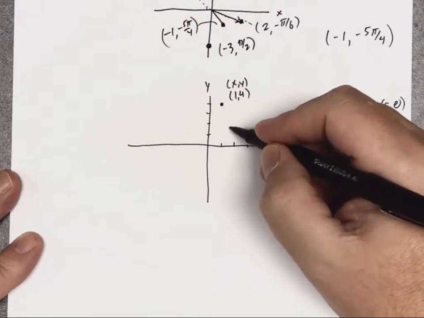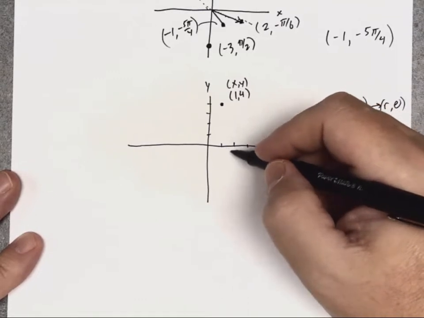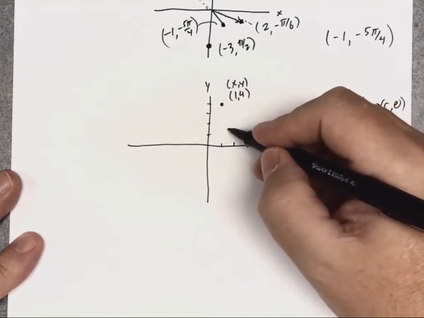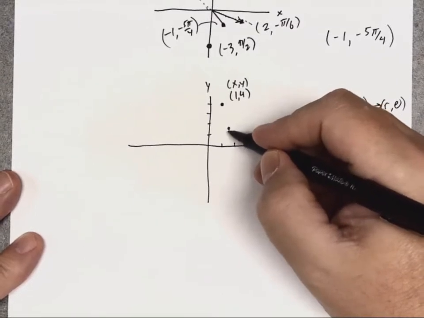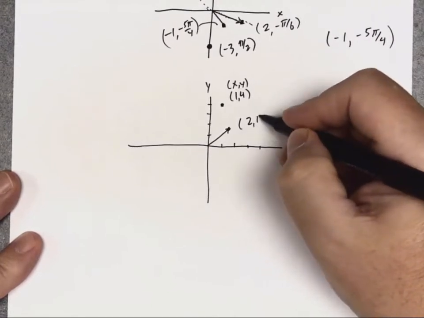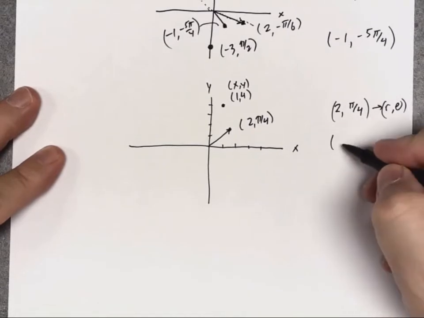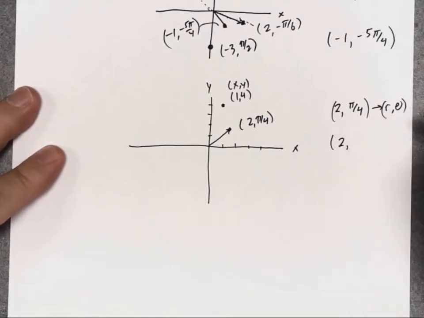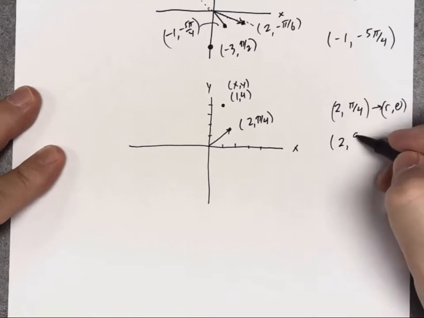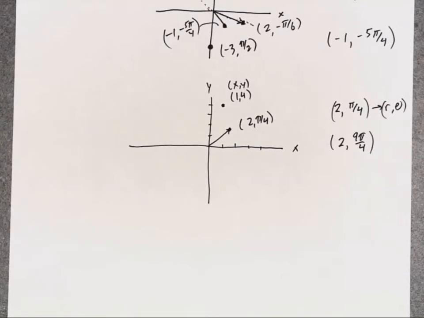so, I don't know, I'm not looking at 2 here. Maybe distance of 2 is so that point right there is given by (2, pi over 4). But just for fun, how about I go plot the point (2, 9 pi over 4).